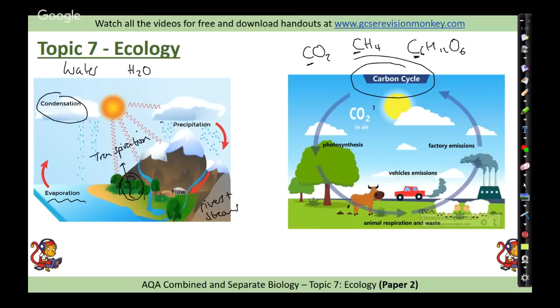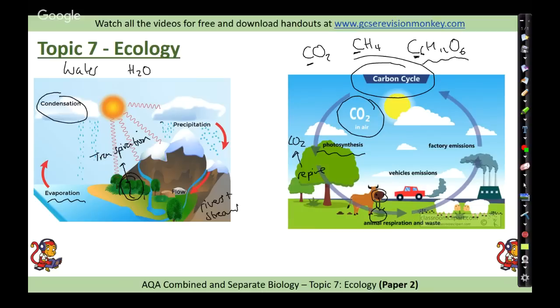So first of all, carbon dioxide can be taken in by plants through photosynthesis. They will then respire and they will release CO2 back into the atmosphere. The animals will eat the plants, so they're eating the glucose that they've made in photosynthesis, and they're transporting that through their body and using that for a number of different things within their body.